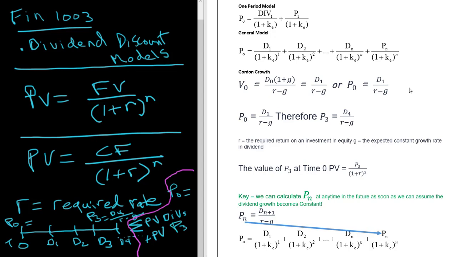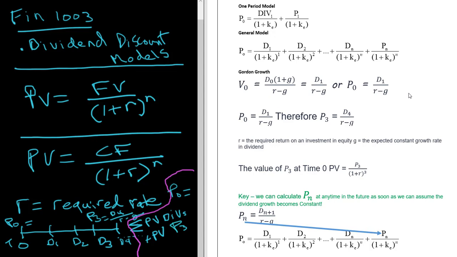So the first one was the one-period model. Then we looked at the general model where we had more than 1 year's dividends. Now we're looking at the Gordon growth model. We use this model when we can make the assumption that the expected growth rate in dividends becomes constant, okay? Constant growth rate, which means the rate doesn't change at some point in the future. So in the future, the dividends are expected to grow at 5%. Well, they're going to grow constantly at a growth rate of 5%. When we can make that assumption, we can use the Gordon growth model for stock valuation.